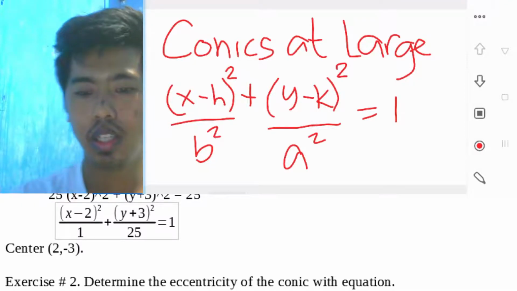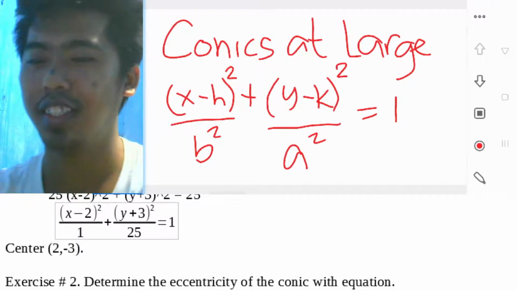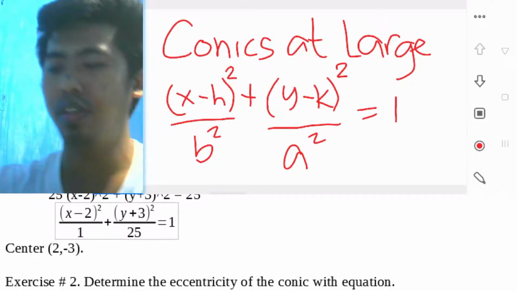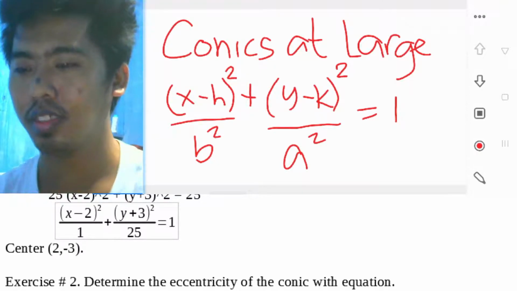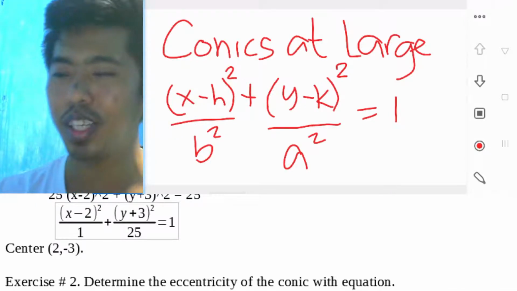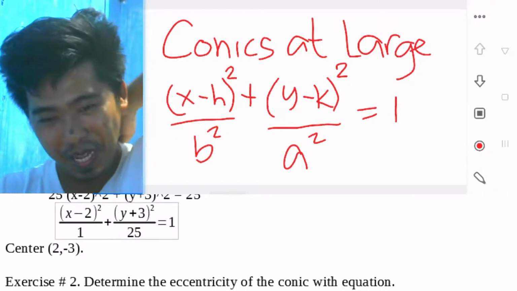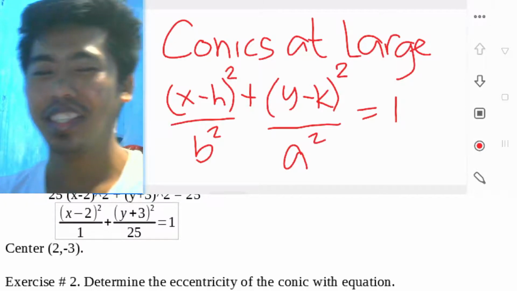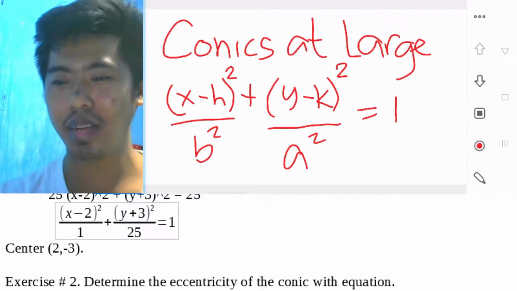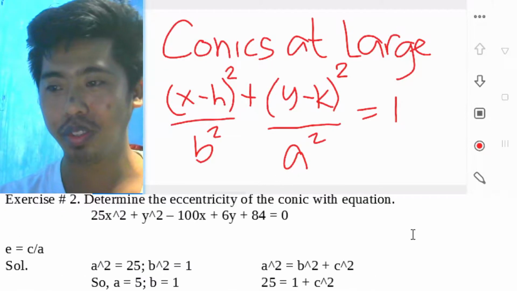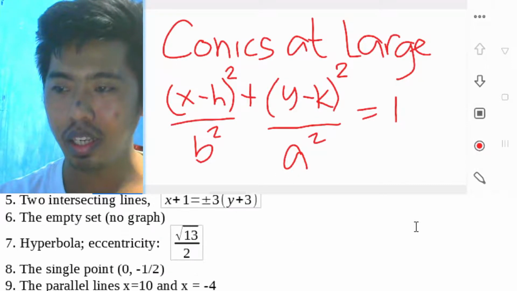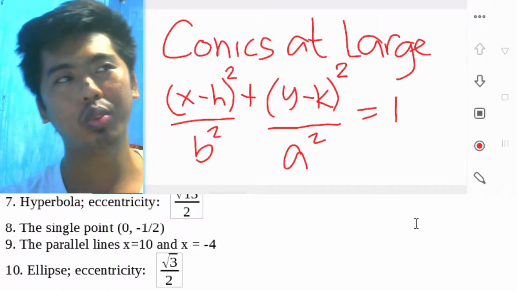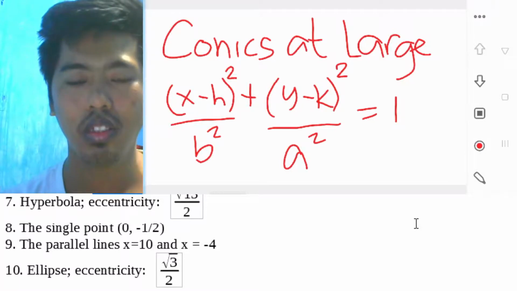So I hope you're okay. Don't worry, our next topic is very easy: systems of nonlinear equations. The next one is easy. Here is the eccentricity we discussed, the foci, the vertices.